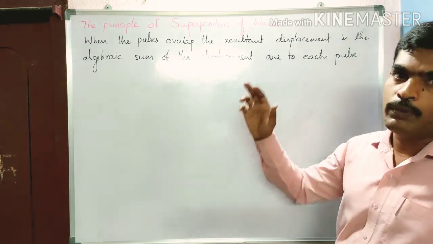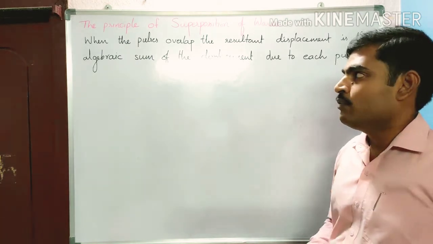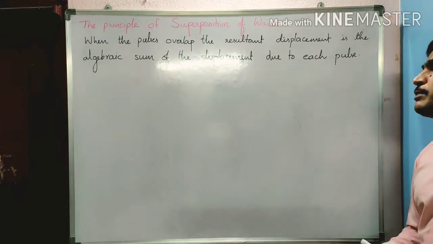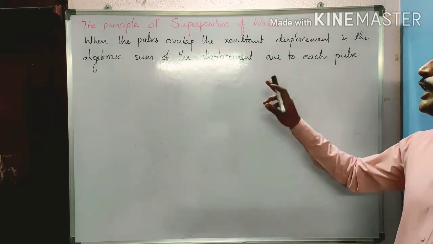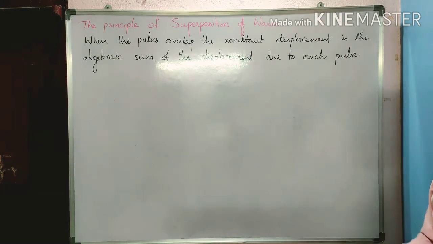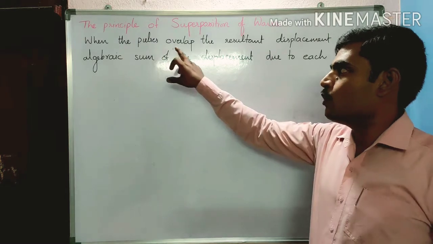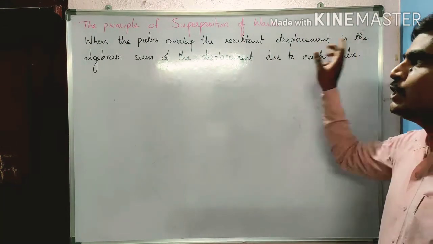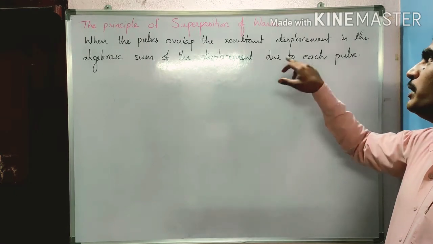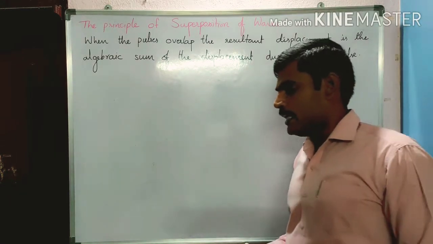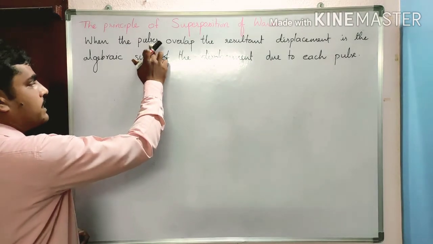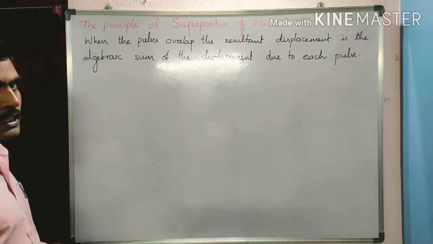Once we see the principle, then we will go to the explanation. When the pulses overlap, the resultant displacement is the algebraic sum of the displacement due to each pulse. Let us look at this one. What are pulses? What does it mean by pulse?